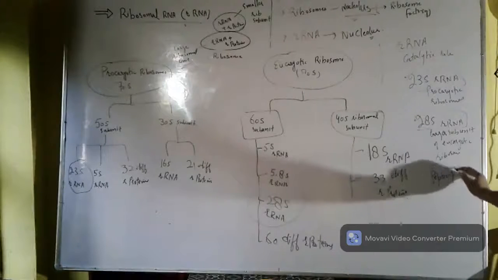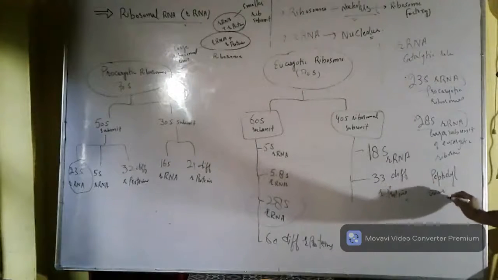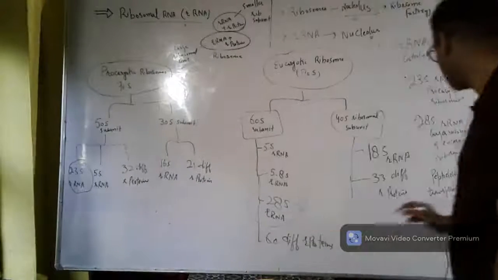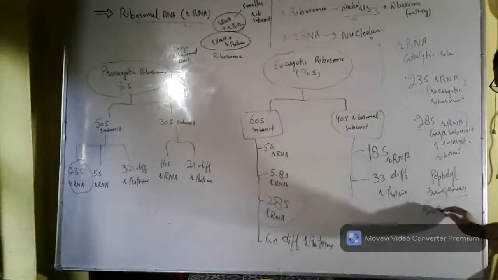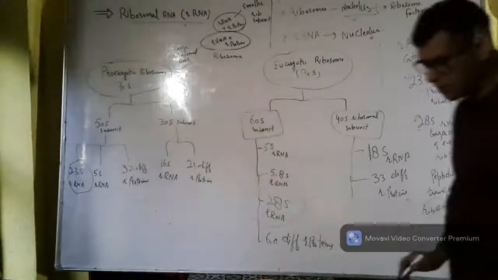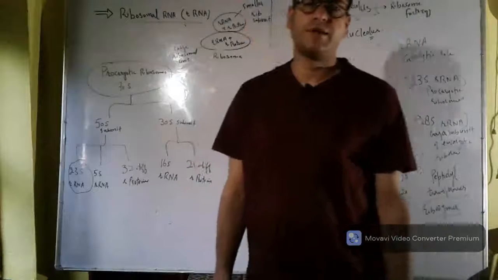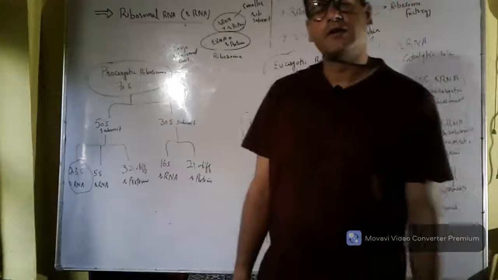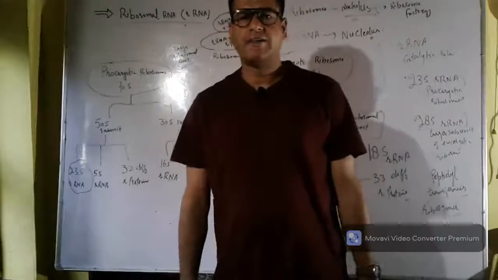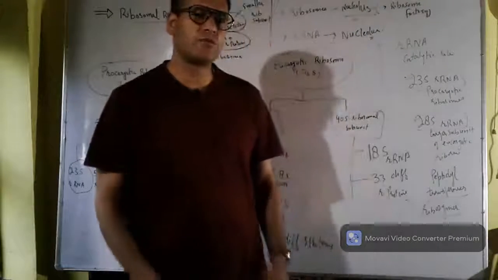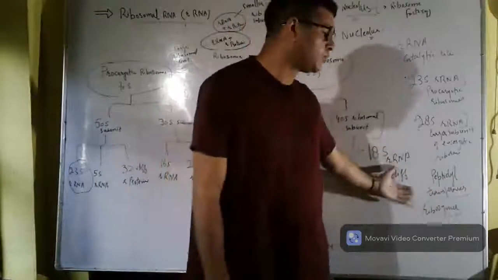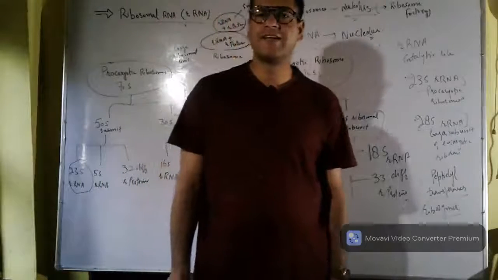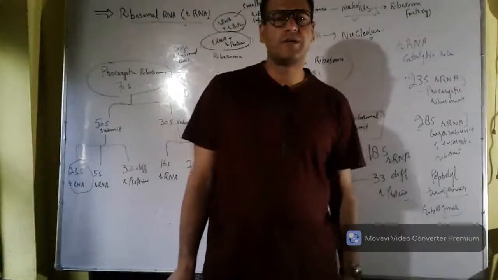What are peptidyl transferases? Peptidyl transferases are ribozymes. What are ribozymes? Ribozymes are those enzymes which are made up of RNA. So RNA having catalytic property is known as ribozyme. RNA having enzymatic property is known as ribozyme. Here 23S ribosomal RNA and 28S ribosomal RNA have a catalytic property, known as peptidyl transferase.